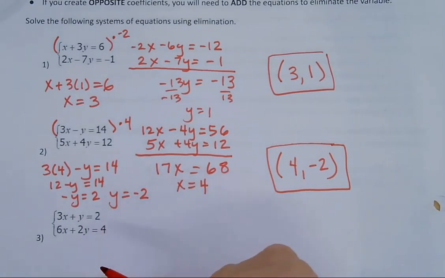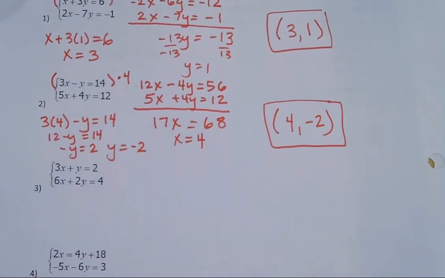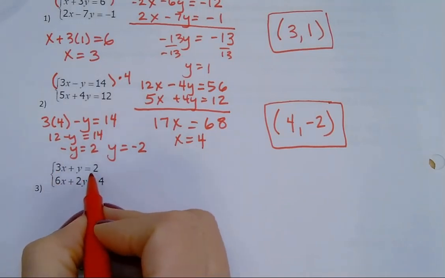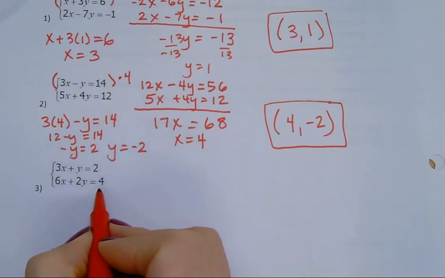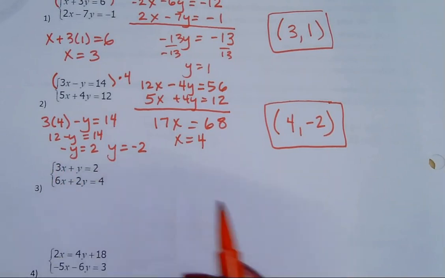All right, take a look at number 3. Remember, you're allowed to multiply or divide every single term by the same number. I see 3x plus y equals 2, and I have 6x plus 2y equals 4. They're lined up properly, but I don't have any opposites for the coefficients.